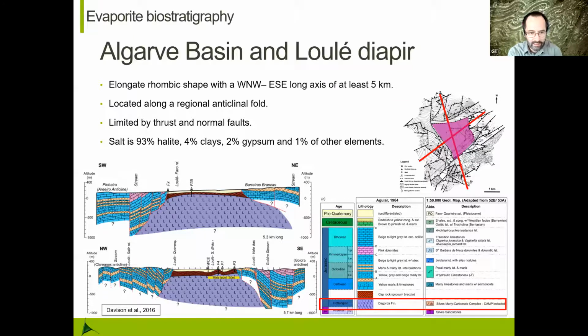What is exploited there is mostly halite. It's an impure halite containing 4% of clays, 2% gypsum, and 1% of other elements. And what we're chasing is exactly those 4% of clays, which, as we will see, includes not just the clays, but these impurities will also contain polymers. So a bit of organic matter that, if we can extract it, we can observe it and tell something about its biostratigraphy.